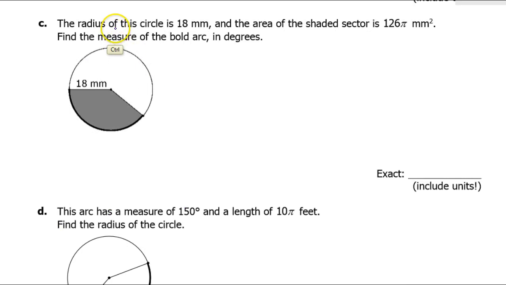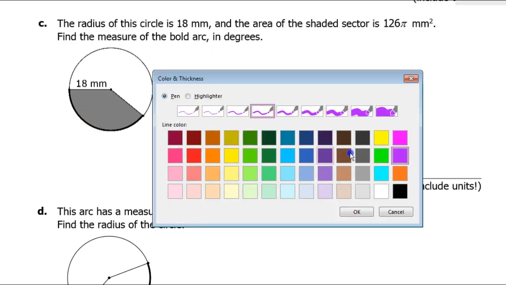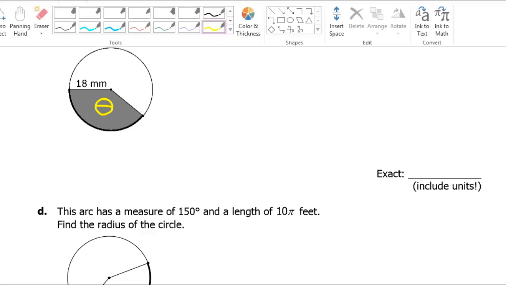All right, this is a little different. They're giving us the radius. They're giving us the area of the shaded sector, okay? Find the measure of the bold arc in degrees. Okay, they're asking us for the measure of the arc. So I need you to understand that they are asking us for theta. Okay, the arc measure is theta. All right, so they're not asking us for the arc length. That would be like inches or something.